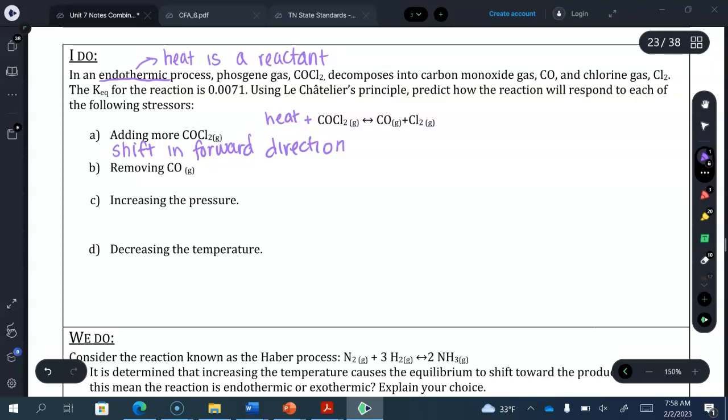Adding shifts away, and removing, so we're going to remove some of that, is going to shift towards. So we're going to move towards CO, so that is in the forward direction as well.